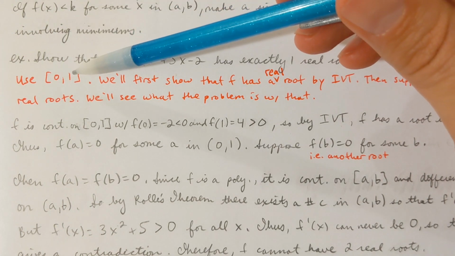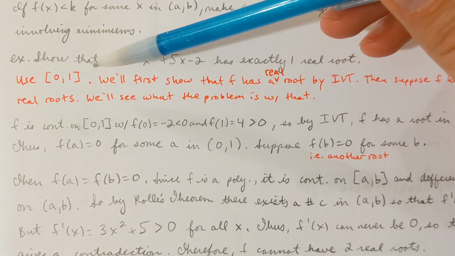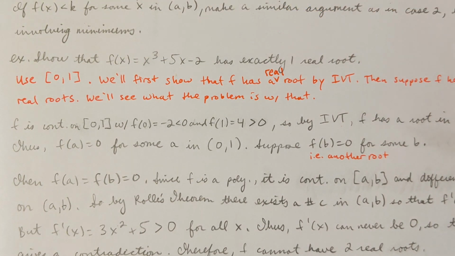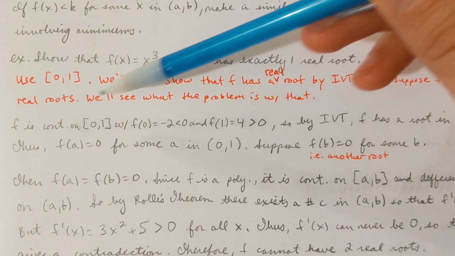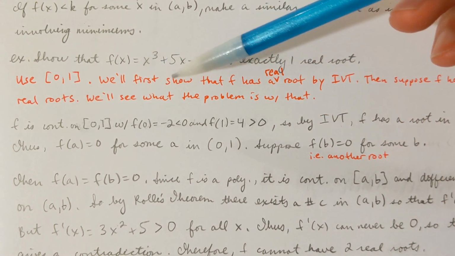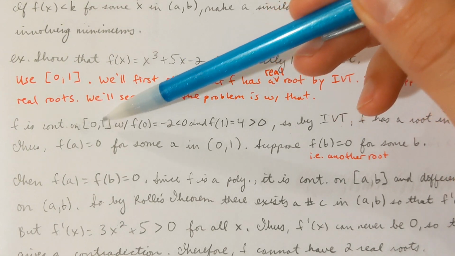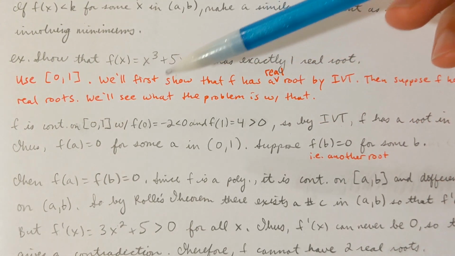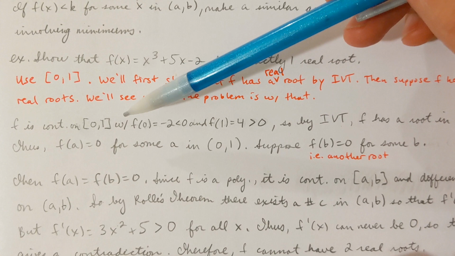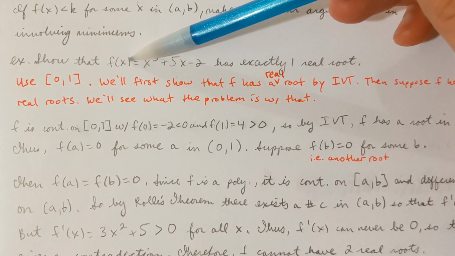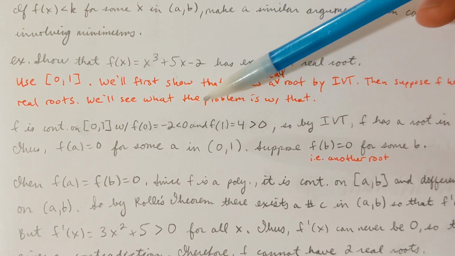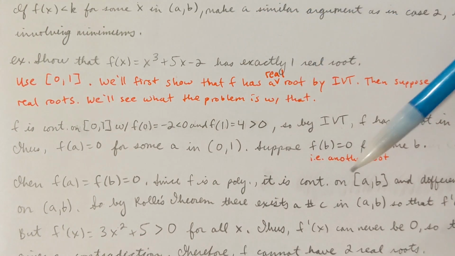The reason I've selected that interval is, number one, f is a polynomial, and polynomials are continuous everywhere. So certainly f would be continuous on the closed interval 0 to 1, right? But the other reason I've selected this interval is that if I plug 0 into f, I get -2, and if I plug 1 into f, I get 4.